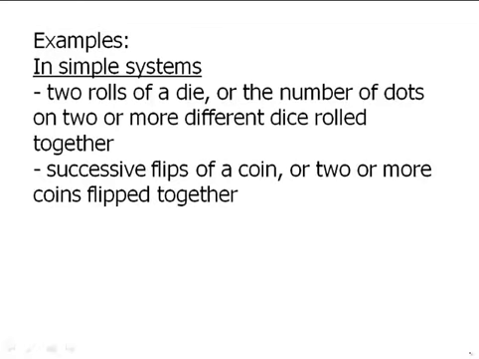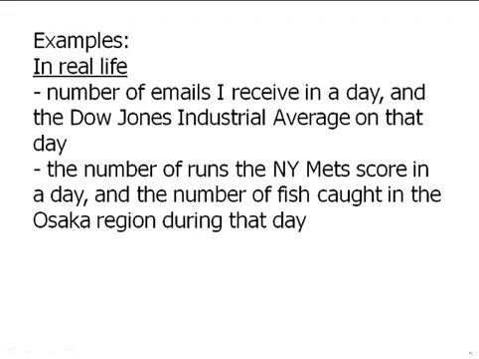Now, we can also talk about it in real-world scenarios. But in real-world scenarios, it tends to be somewhat bizarre combinations. So, for example, the number of emails I receive in a day and the Dow Jones Industrial Average on that day. These two things are entirely unrelated. In other words, if you have information about one, you have zero information about the other. Similarly, the number of runs the New York Mets score in a particular day and the number of fish caught in the Osaka region during that day. Again, two things that are 100% unrelated. And so, yes, these are independent.